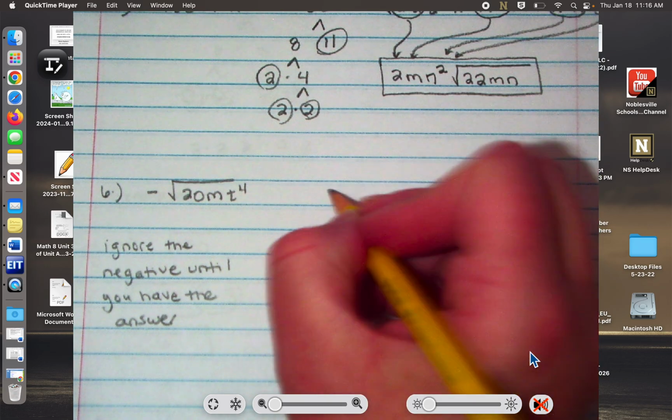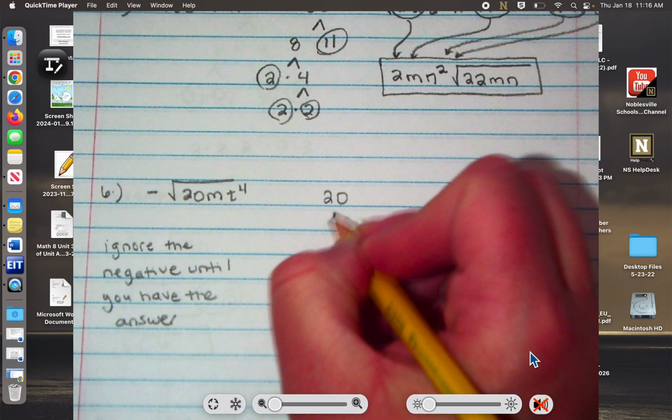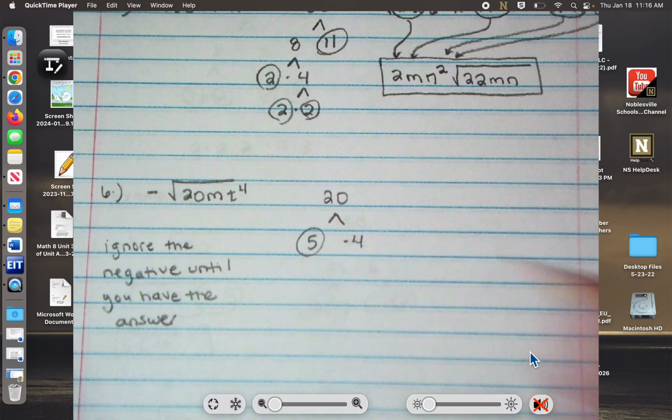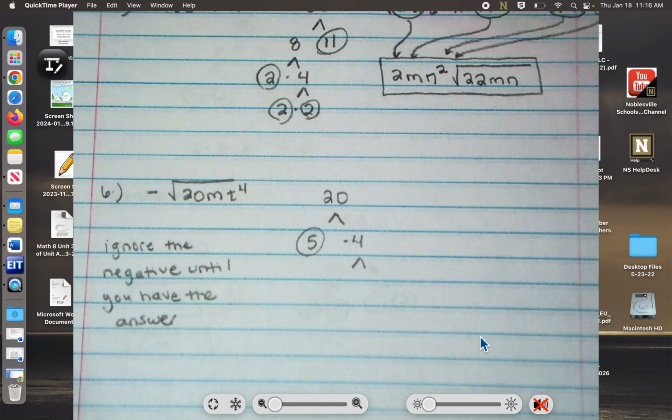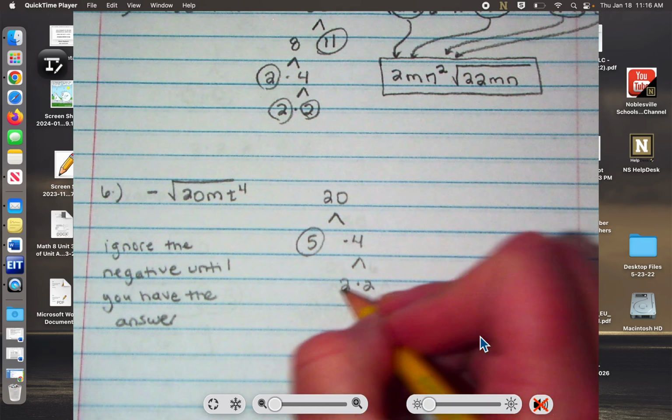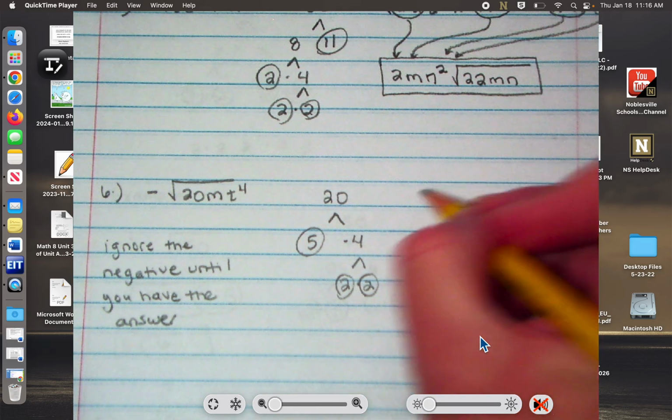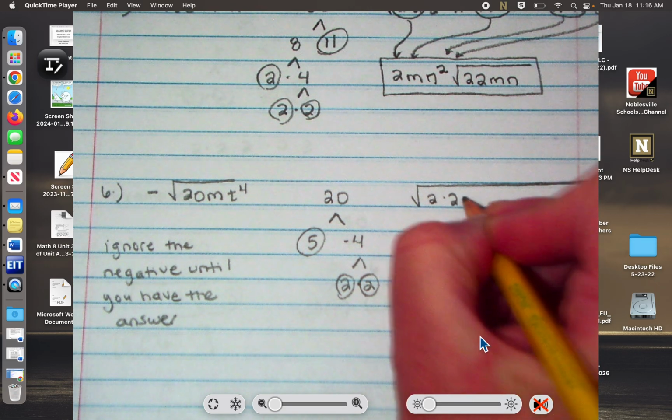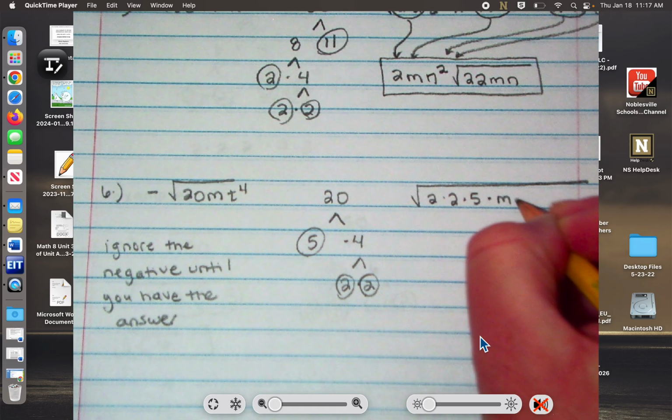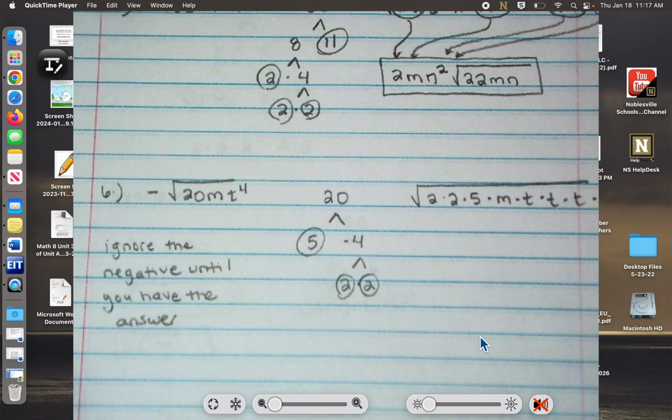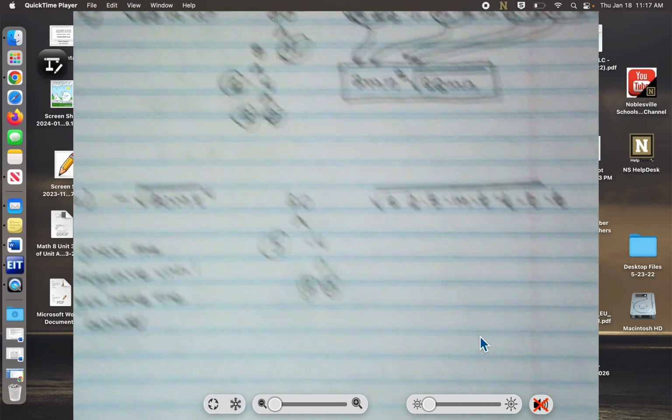So I'm going to start out with factor treeing the number 20. I would do 5 times 4. 5 is a prime number. 4 can be made into 2 times 2. So then with my radical, I'm going to have 2 times 2 times 5 times m times t times t times t times t. Oops, you guys can't see all those. There we go.